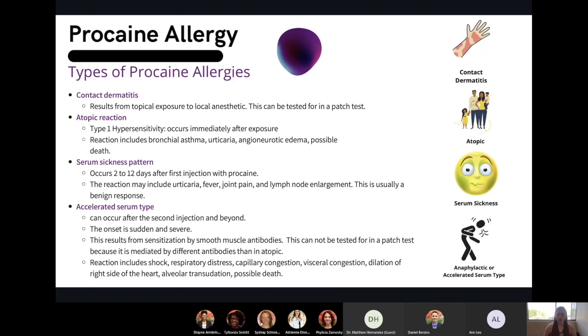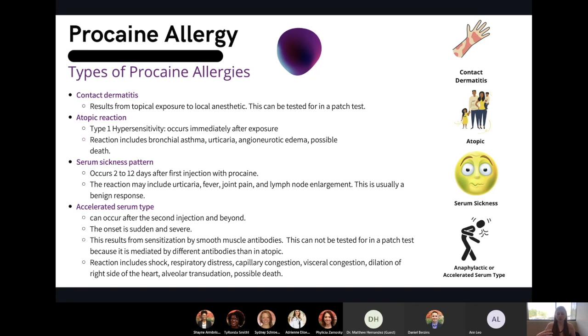Accelerated serum type also is what I think is the most scary one out of all of these. The onset is sudden and severe. This results from sensitization by smooth muscle antibodies. This cannot be tested for in a patch test because it's mediated by different antibodies than in atopic. The reaction includes shock, respiratory distress, capillary congestion, visceral congestion, dilation of the right side of the heart, alveolar transudation, and possible death.